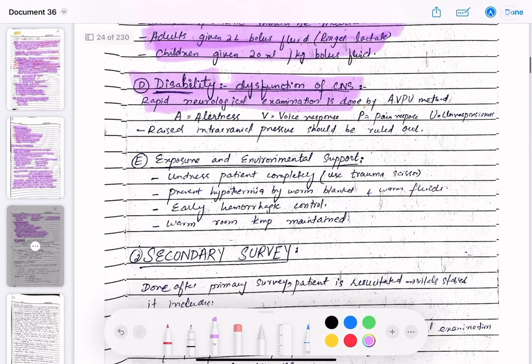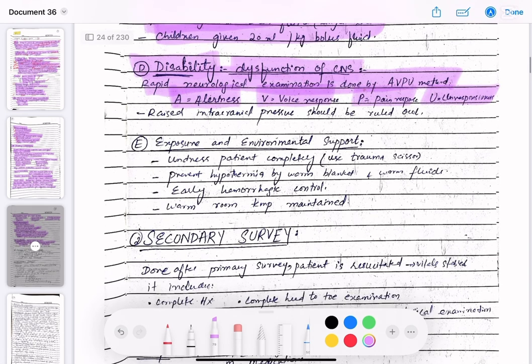A, alertness; V, voice response; P, pain response; and U, unresponsiveness. Raised intracranial pressure should be ruled out.